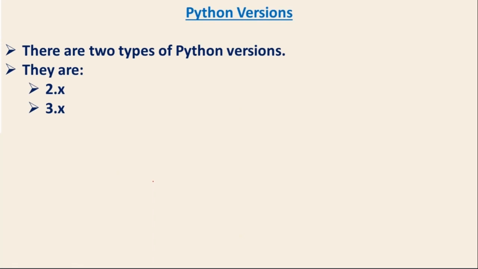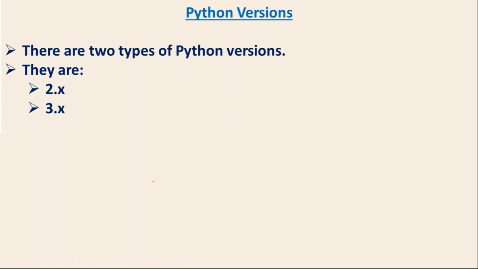Compared to 2.x and 3.x, in 3.x most of the outputs are like objects, but in 2.x, directly you'll get your output. So actually an enhanced technique is there with your 3.x.